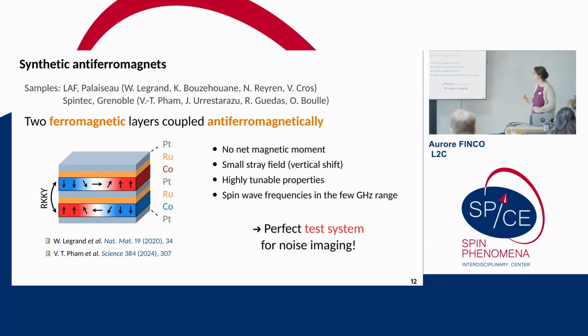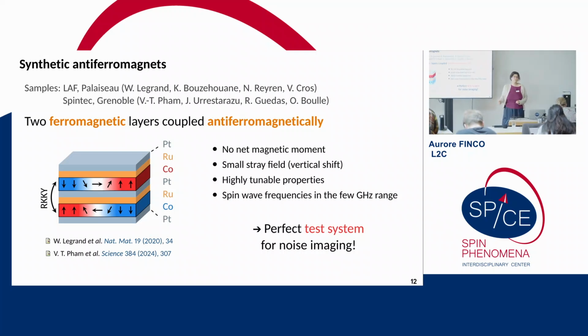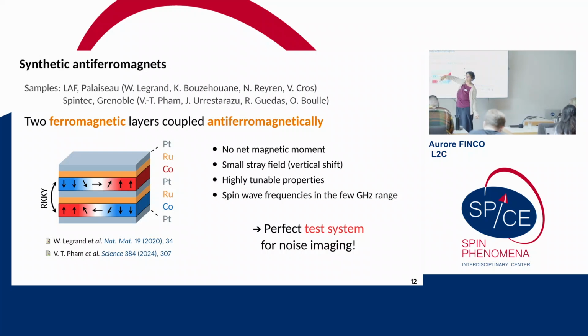The sample we took is a synthetic antiferromagnet. We got samples from 2 different labs, the LAF in Palaiseau and SpinTech in Grenoble. This sample is basically 2 layers of cobalt that are coupled antiferromagnetically. So it's a bit cheating. It's not a real antiferromagnet, but it's very convenient to do this experiment because we know that if we are a little bit above the sample, we will detect a small stray field because this layer is closer to the NV than this one. So then we can do both and check that our noise imaging is working properly.